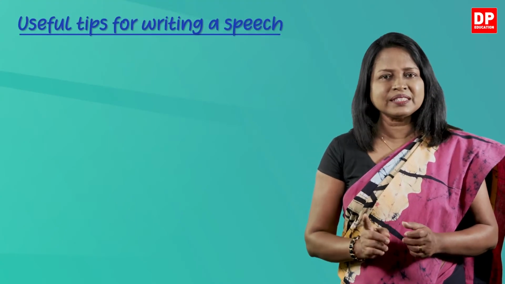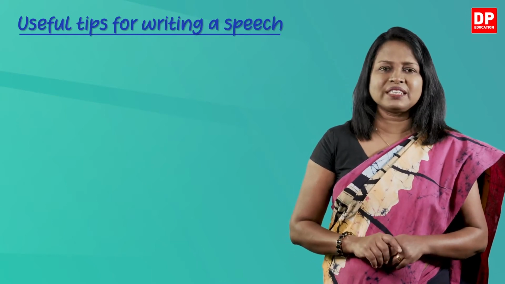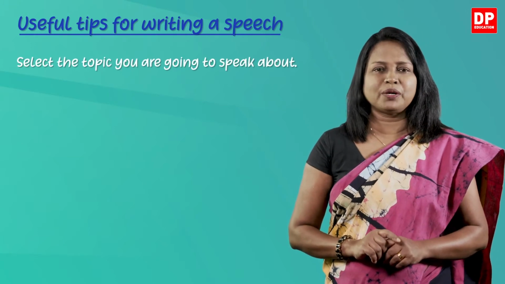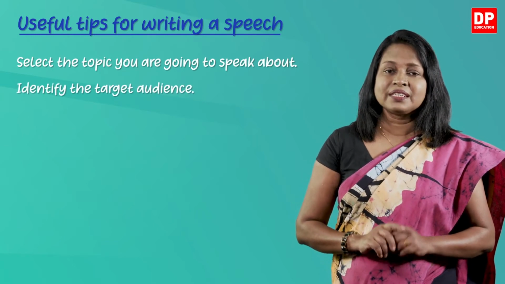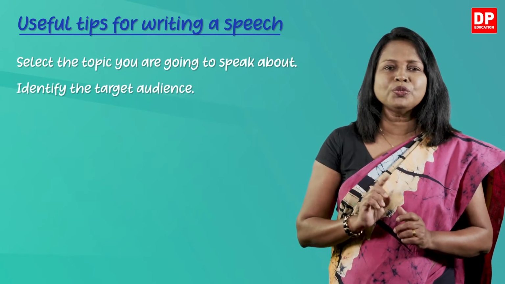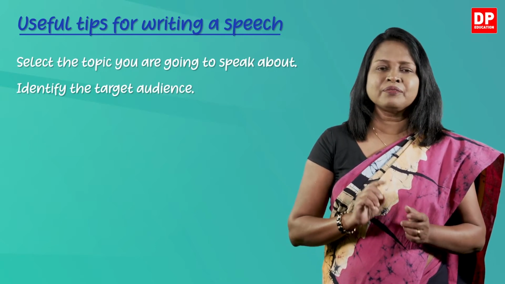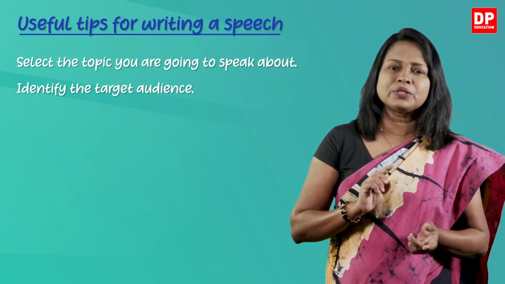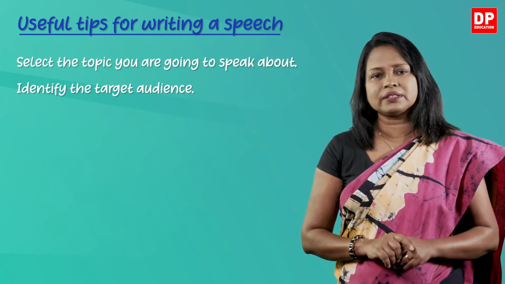Children, these are the tips I gave you in my previous lesson to help you write a good speech. Let's go through them once again. First, you have to select the topic you are going to speak about. Then you need to identify the target audience. That means you have to think whom you are speaking to, because the facts you select, the language structures, vocabulary, all have to be suitable to the level as well as the background knowledge of the audience.